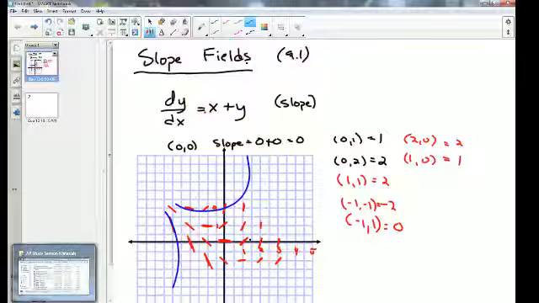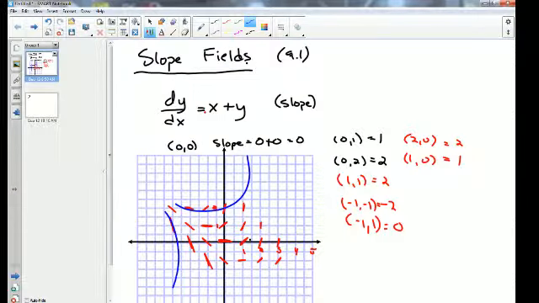On a multiple choice question, could you match a slope field to a differential? No, because I can't match this one. Okay. So if you turn the page, you have 10 options of slope fields, and you have 10 differentials. Can you match a slope field to a differential?